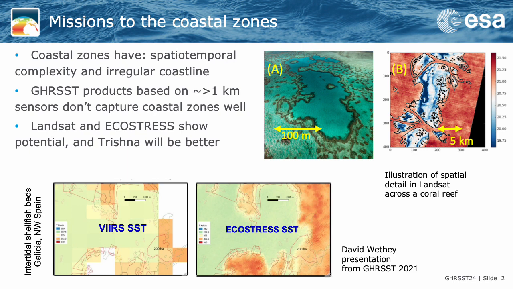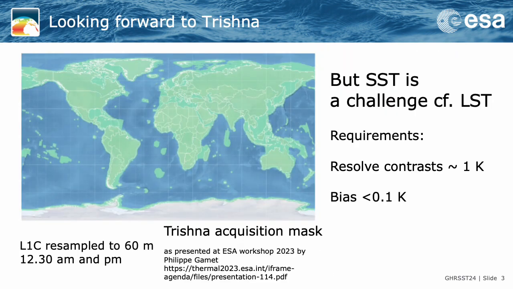And so SST products based on observations that are of order a kilometre in resolution don't necessarily capture coastal zones all that well. But we know from missions such as Landsat and ECOSTRESS that with higher resolution there is potential to say a lot more about coastal zones. And in that regard, the upcoming missions such as Trishna will be a step forward, a great advance. And for this reason, in SST-CCI and other projects, we're beginning to look forward to what might be possible with Trishna and other missions.